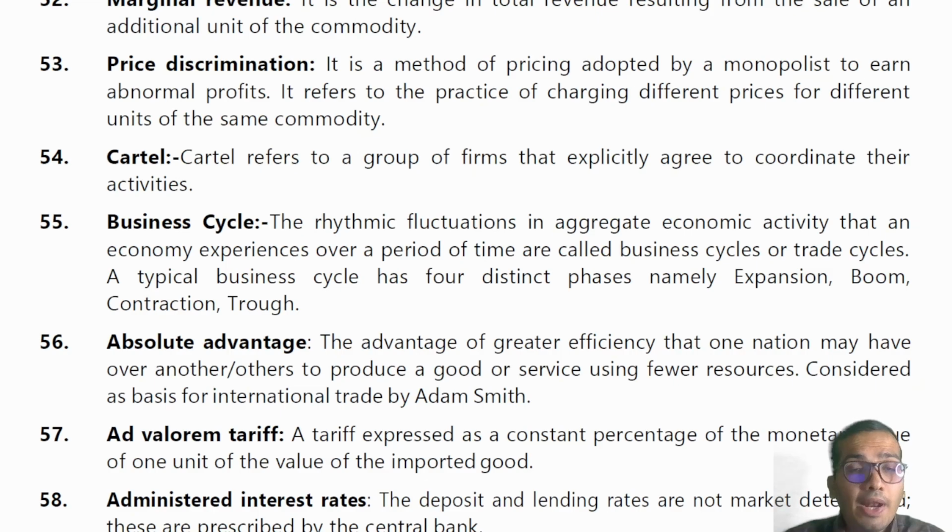Then price discrimination. So it is a method of pricing adopted by a monopolist to earn abnormal profits. It refers to the practice of charging different prices for different units of the same commodity. Then comes cartel. So a cartel refers to a group of firms that explicitly agree to coordinate their activities.